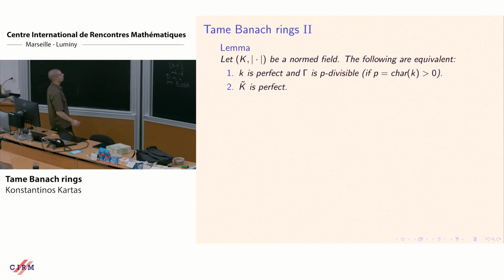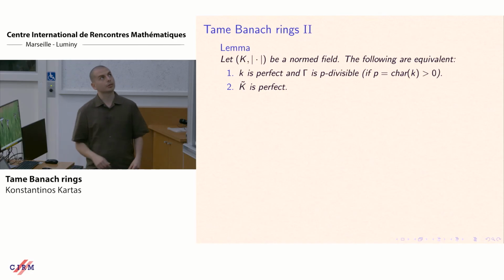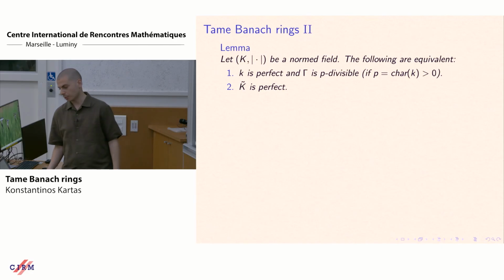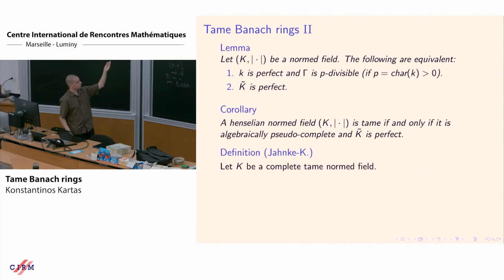Let's observe that if you have a normed field, then saying that the residue field is perfect and the value group is p-divisible can actually be packaged into one condition, namely that the graded reduction is a perfect ring. That's a simple exercise. Or you can also say that RV is p-divisible if you're more familiar with this language. So in particular, a tame field is precisely an algebraically pseudo-complete field for which the graded residue ring is perfect.